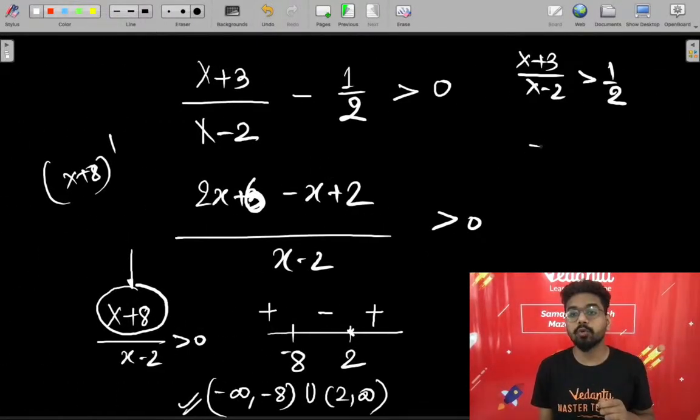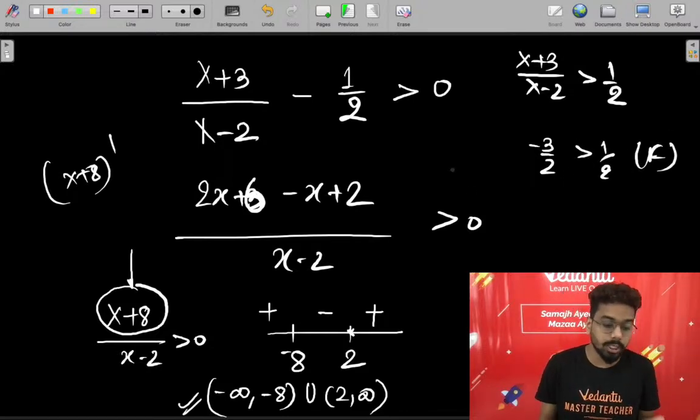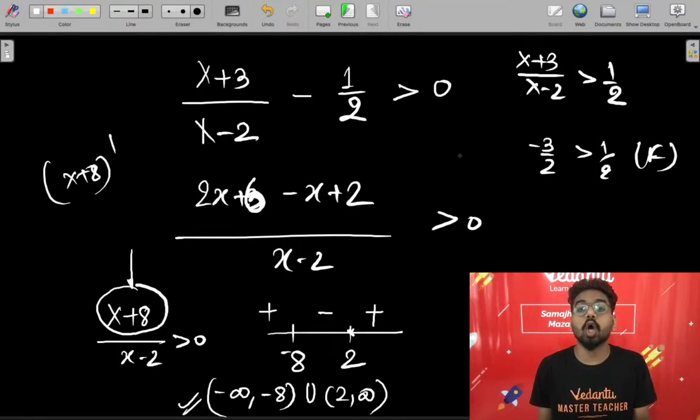Put x equal to 0, you will get -3/2 greater than 1/2. This is false. So obviously option number 1 is not correct. You cannot put x equal to 0. I hope it's very clear.